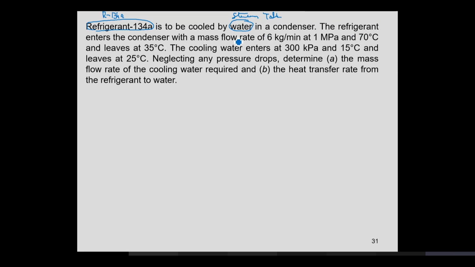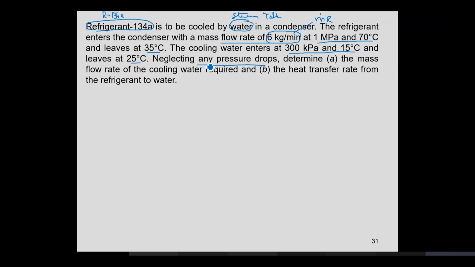The refrigerant enters the condenser with a mass flow rate of 6 kg per minute. So you have the mass flow rate of refrigerant known to you. The inlet conditions are 1 megapascal, 70 degrees centigrade, and it leaves at 35 degrees centigrade. The cooling water, again, the entering condition is 100 kilopascal, 15 degrees centigrade, and it leaves at 25 degrees.